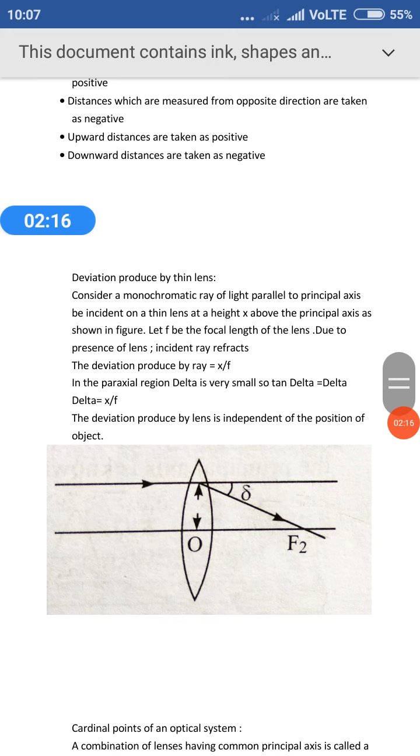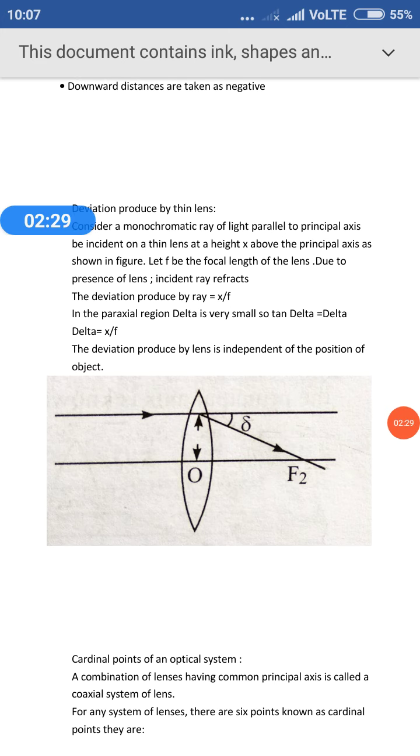Deviation produced by thin lens. Before that, what is a thin lens? If the thickness of the lens is small, then we call that lens a thin lens. Consider a monochromatic ray of light parallel to the principal axis incident on the thin lens at a height x above the principal axis as shown in the figure. Let f be the focal length of the lens.